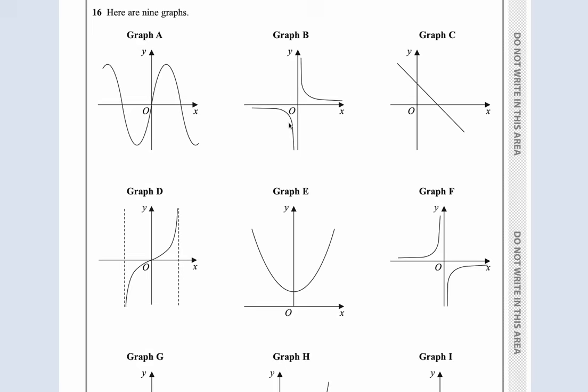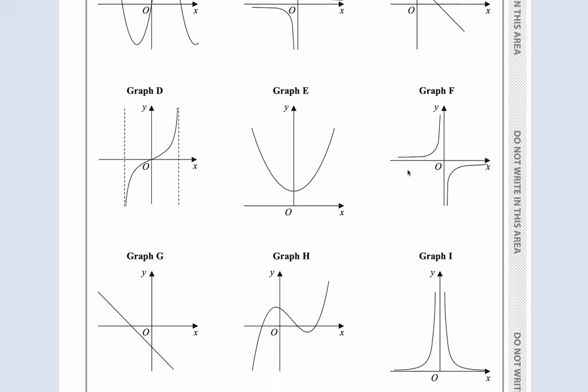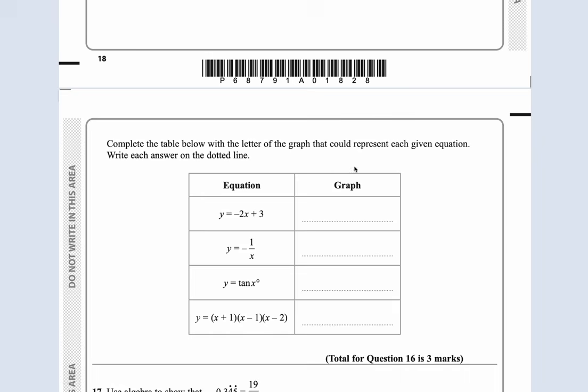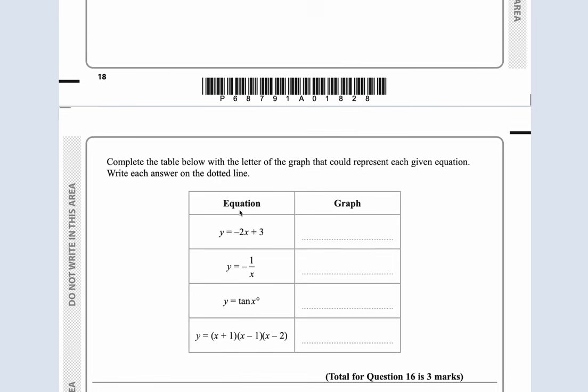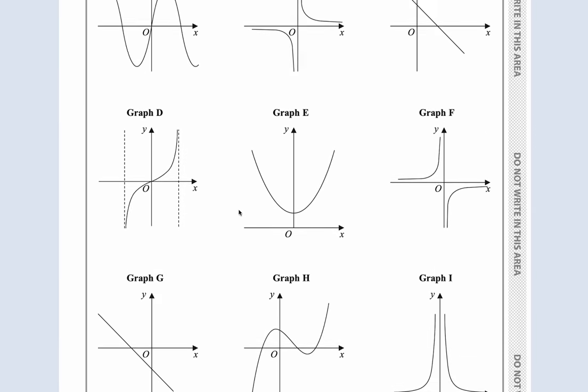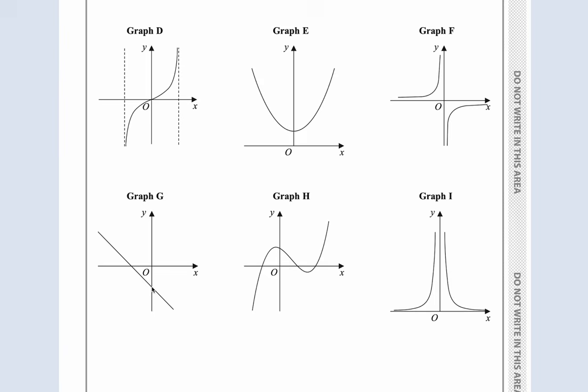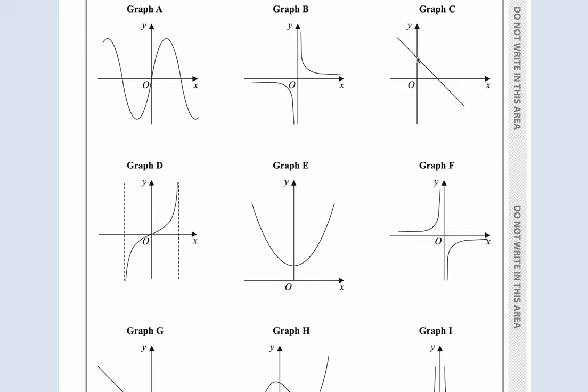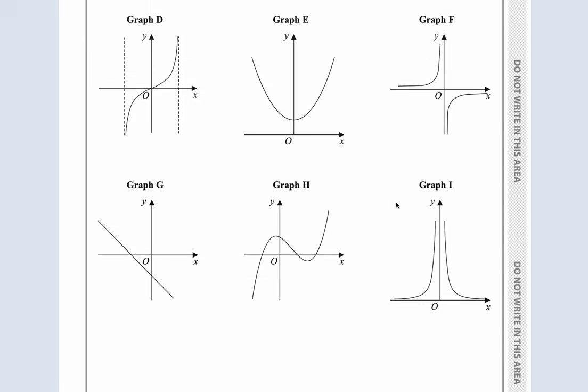Question 16. Here are 9 graphs, 1, 2, 3, 4, 5, 6, 7, 8, 9. Wow. Complete the table below with the letter of the graph that could represent each given equation. Write your answer on the dotted line. Okay, first one, minus 2x plus 3. This one, hopefully, guys, is easy. It's just a straight line with a negative gradient going through 3. So this is a straight line with a negative gradient, but it doesn't go through the y-intercept of 3. This is the y-intercept of 3. So this first one definitely has to be C.